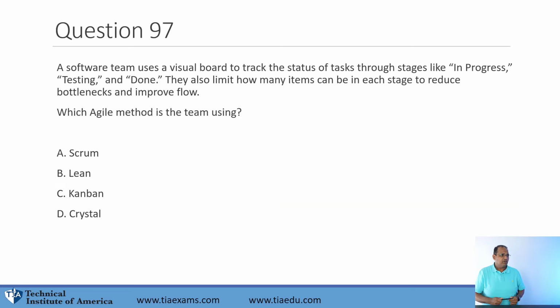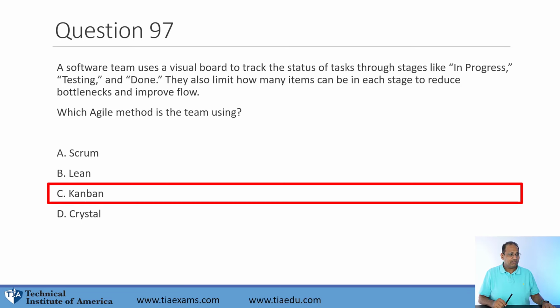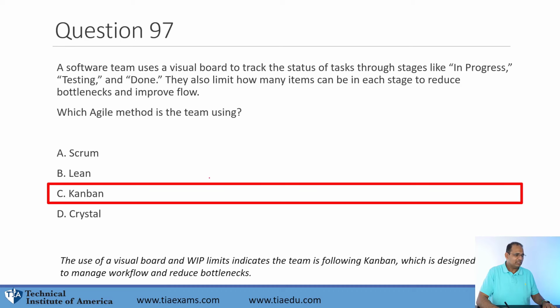Question. A software team uses a visual board to track the status of tasks through stages like in progress, testing, and done. But they also limit how many items can be in each state to reduce the bottlenecks. What agile method is this? Scrum, Lean, Kanban, or Crystal? Now, you should know this because we talked about this quite a lot so far in these question sets. Kanban is what this is.